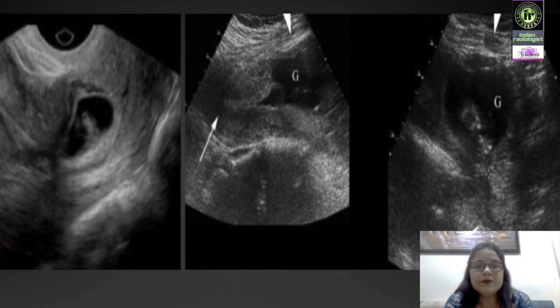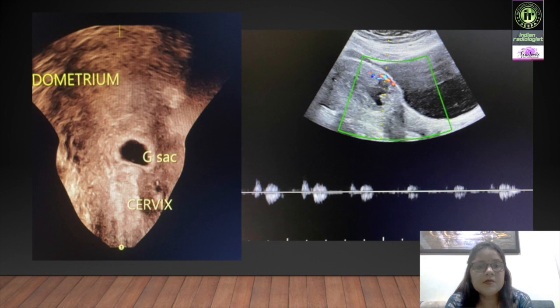And this is the reason for myometrial rupture if not diagnosed timely. And this is grade 3, where we see almost absent anterior myometrium and the sac is bulging out of the cesarean scar. This is the 3D representation, the empty endometrial cavity, empty cervical canal and G-sac in the region of the scar. And this is the anterior trophoblastic flow.